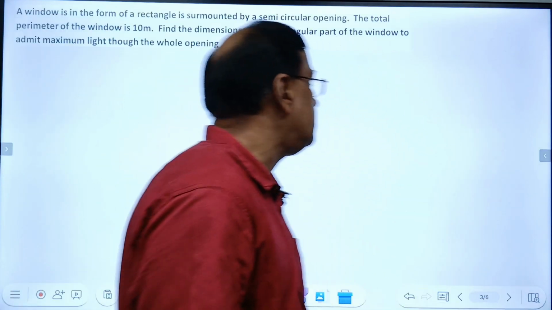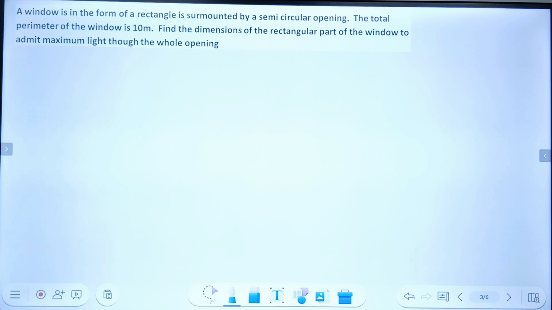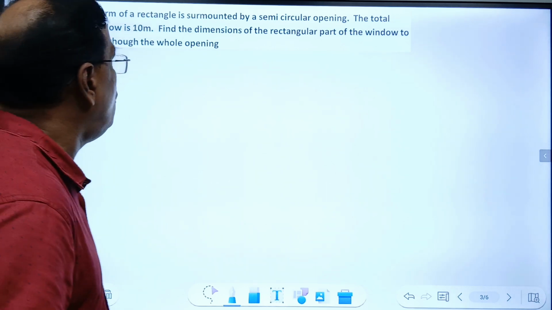Now let's go to another very important question. A window is in the form of a rectangle surmounted by a semicircular opening. The total perimeter of the window is 10 meters. Find the dimensions of the rectangular part of the window to admit maximum light through the opening.